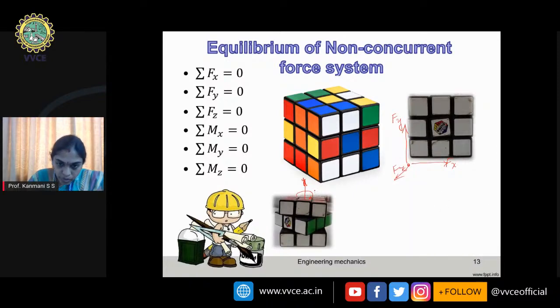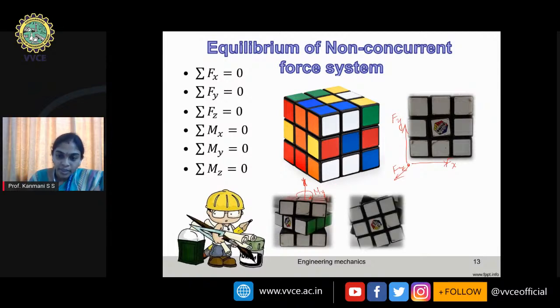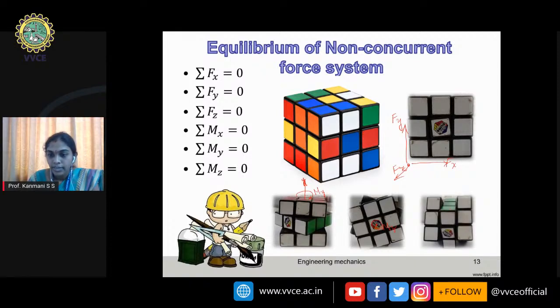Yeah, this is My. On the same line, if I move ahead, now see this body is rotating about the z axis. So this is Mz. Now this body is rotating about the x axis like this. So this is Mx.